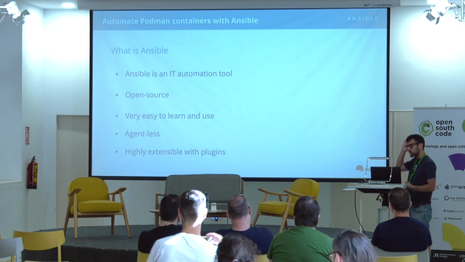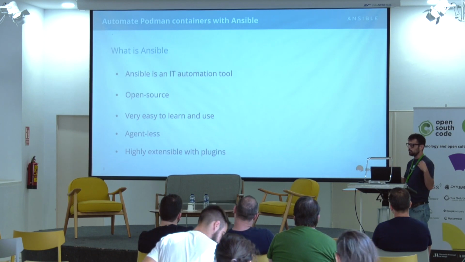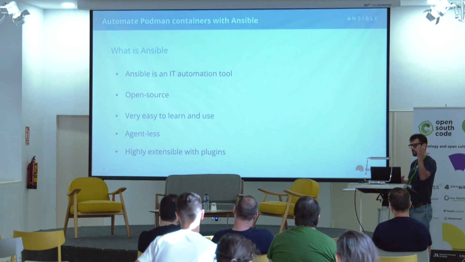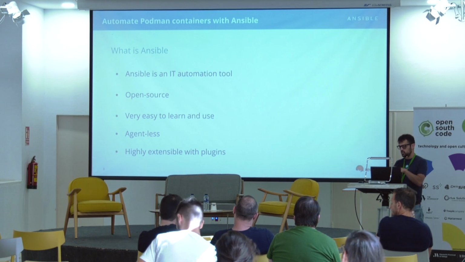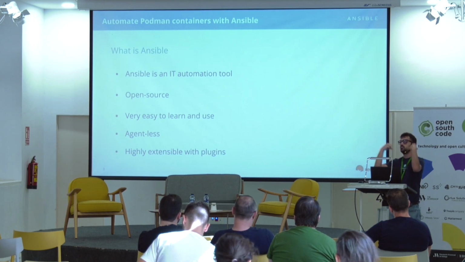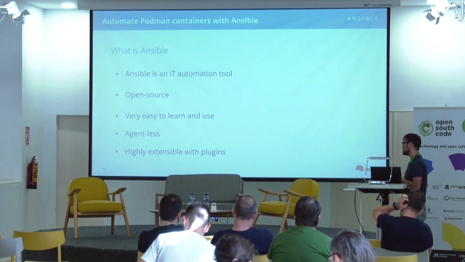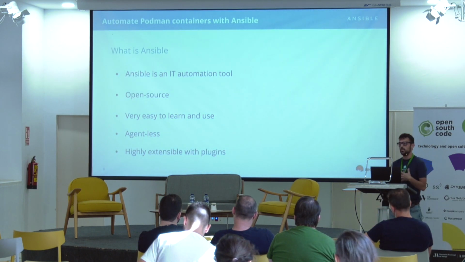It's agentless, so you don't have, like in some of the systems like Salt or Puppet, a central server and your target nodes with an agent. With Ansible, you just have Ansible. You connect from the place you are running Ansible to those servers, and then you configure them. You don't need to install anything on your target servers. It's highly extensible with plugins. Pretty much everything within Ansible is plugin based, so you can change behavior, you can extend it, which is great.